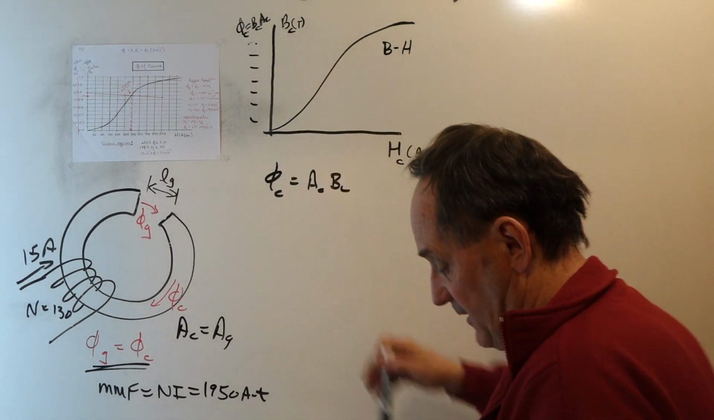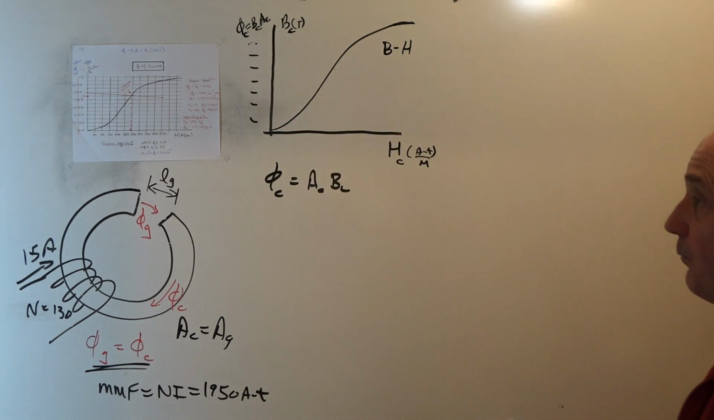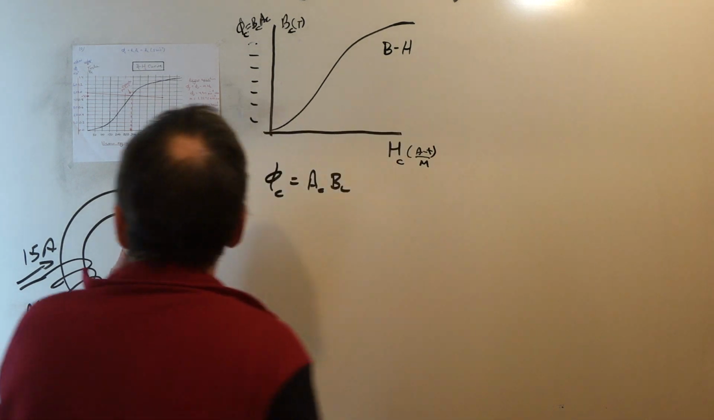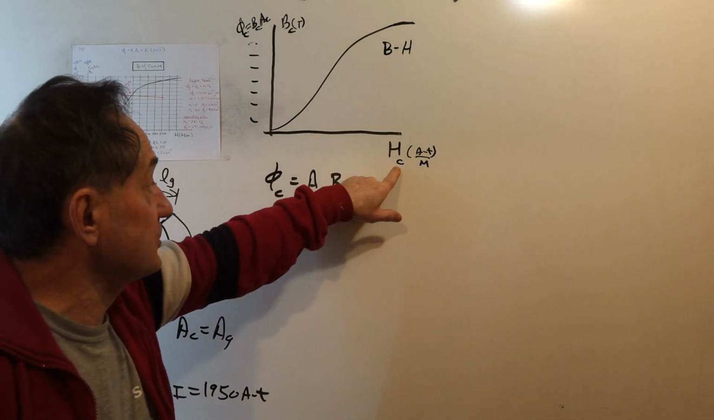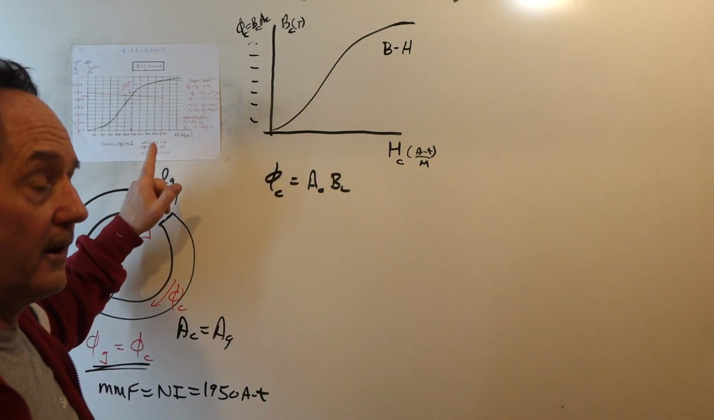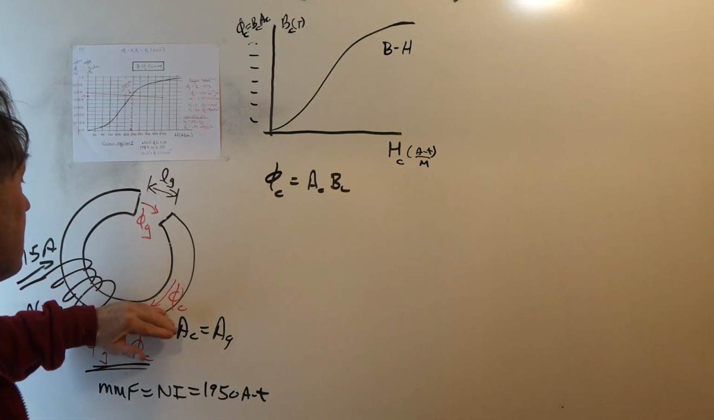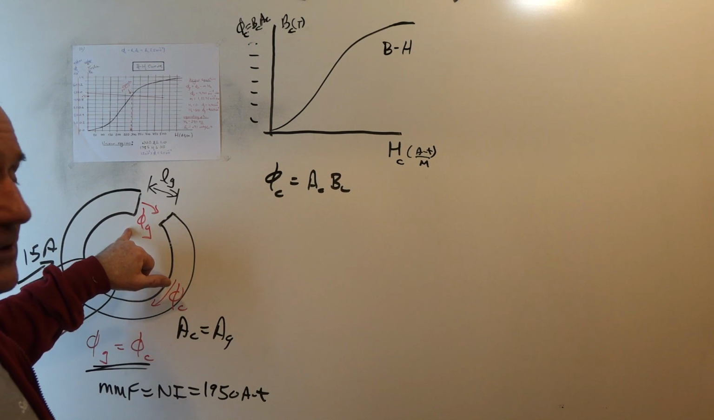So once we have the vertical scale changed, then we need to determine an expression for the flux in the gap as a function of the H field in the core. So as the H varies in the core, the flux in the gap is going to change.